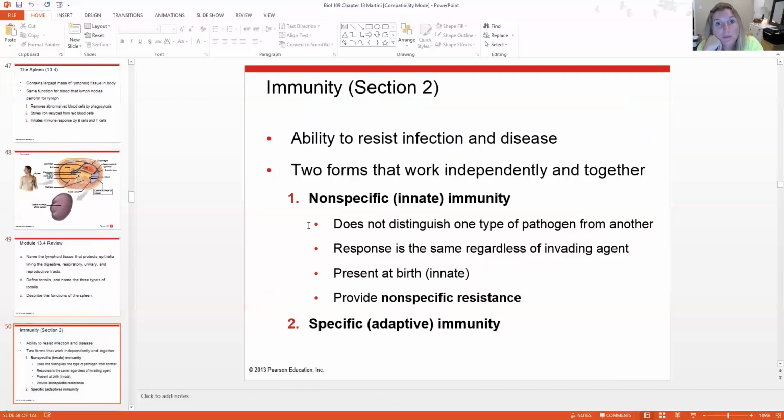So let's talk about immunity. This is the second part of this chapter. Our immunity is our body's ability to resist infection and disease. So there's 2 forms of immunity. You have nonspecific or innate immunity, and then you have specific or adaptive immunity.